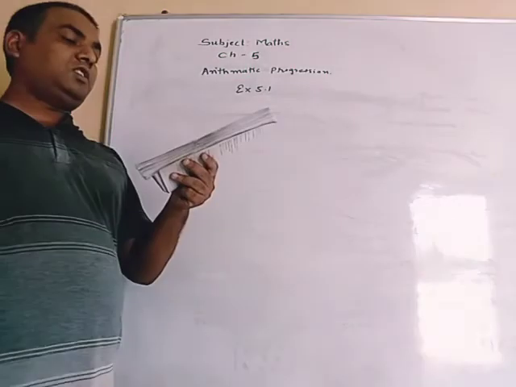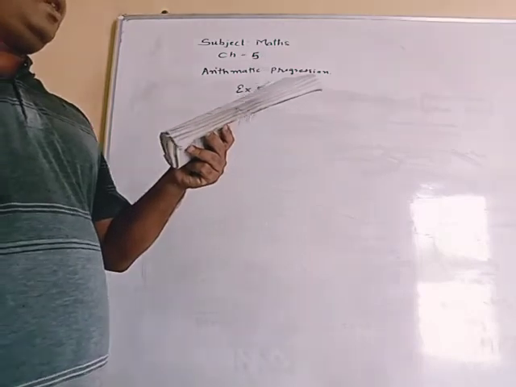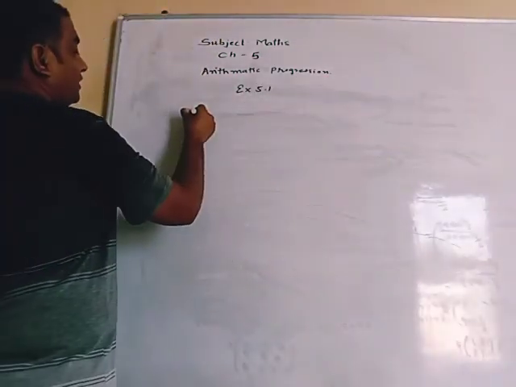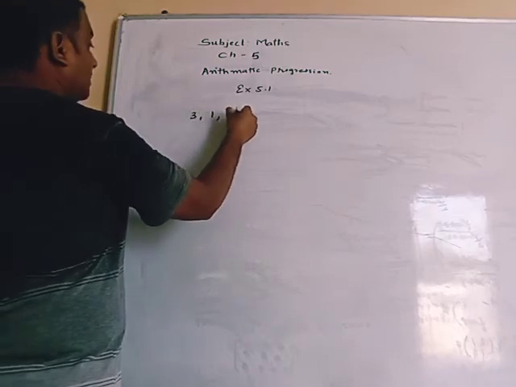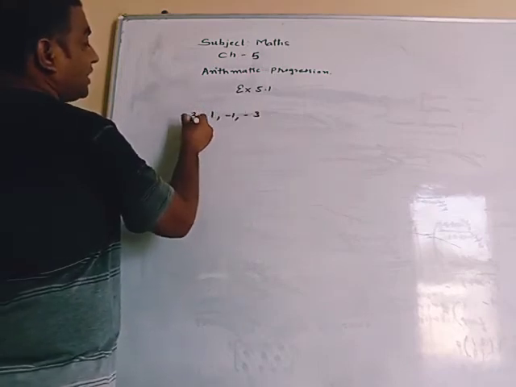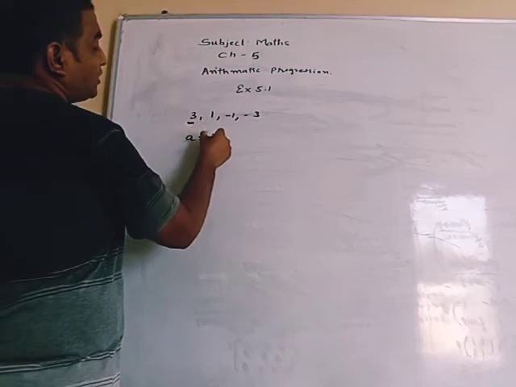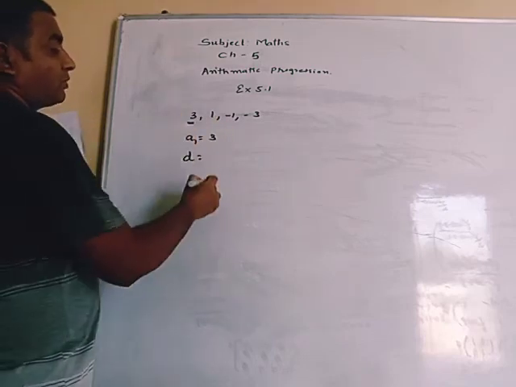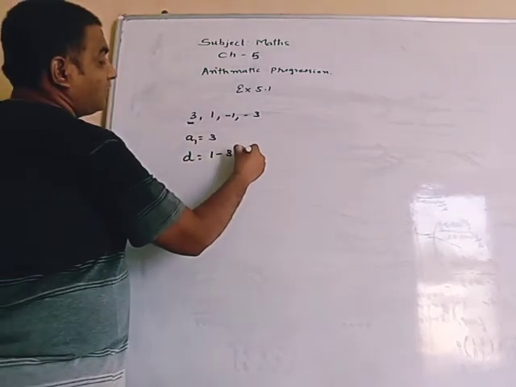Now we have question 3. For the following APs, write the first term and common difference. It is given 3, 1, minus 1, minus 3. So the first term is the given first term, so A equals 3, that is the first term, and the common difference equals the difference of consecutive terms. So 1 minus 3 equals minus 2.